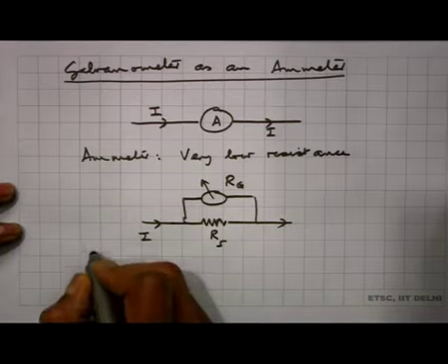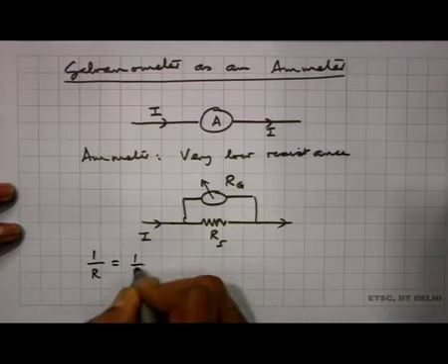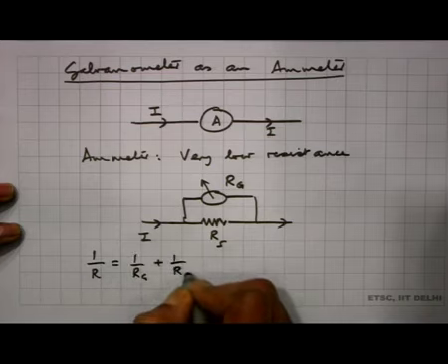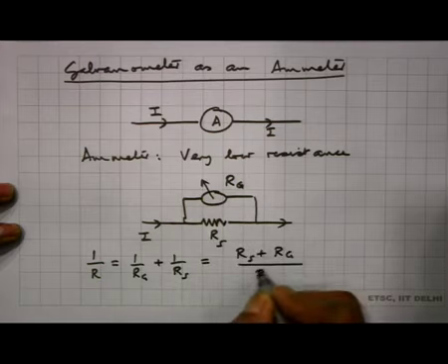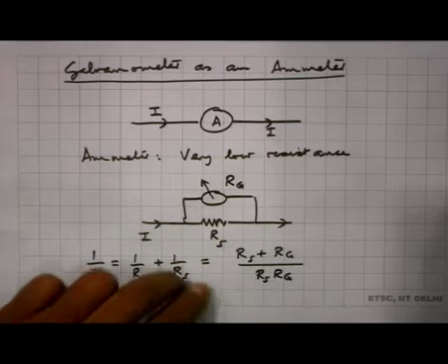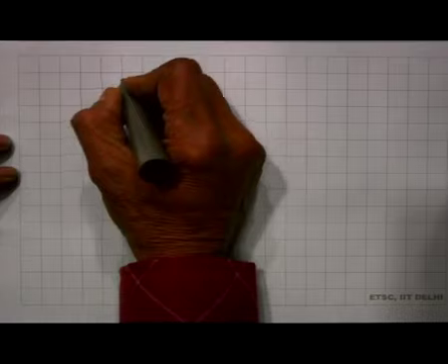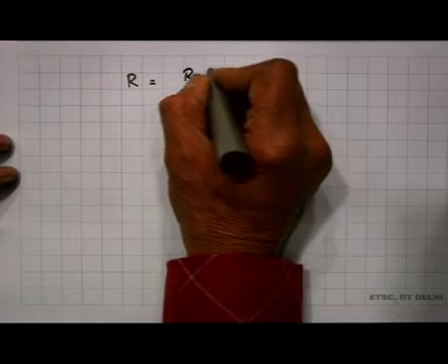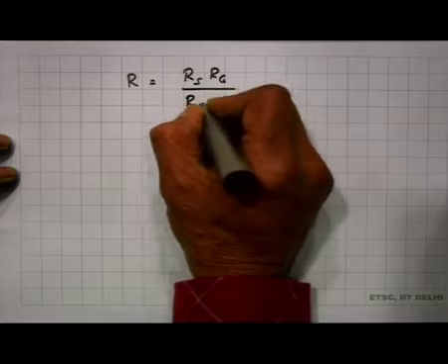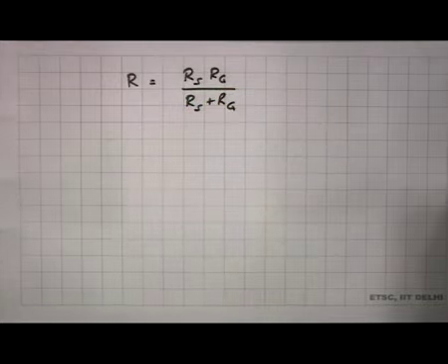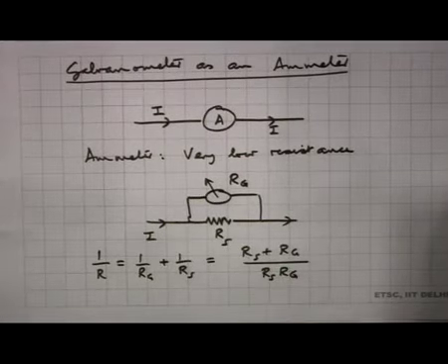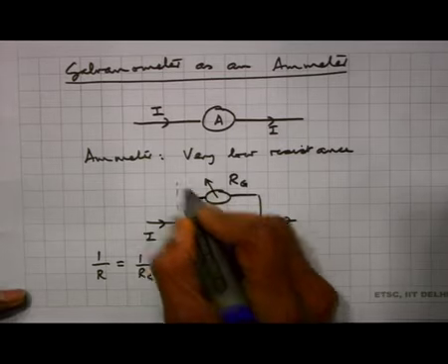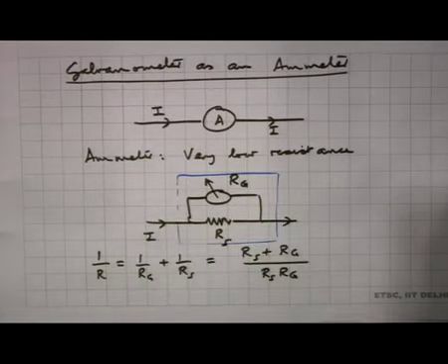So, you know that the net resistance is given by 1 by R is equal to 1 by Rg plus 1 by Rs, which is equal to (Rs plus Rg) by Rs Rg. So, that gives me the equivalent resistance R is equal to Rs Rg by (Rs plus Rg). This is the resistance of this part of the circuit. This is my ammeter now. I want to make this the ammeter. So, the resistance which I have added to the circuit is given by this.